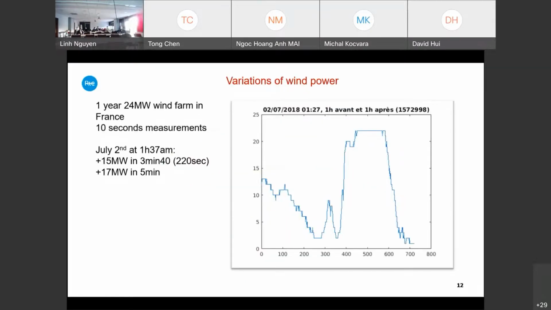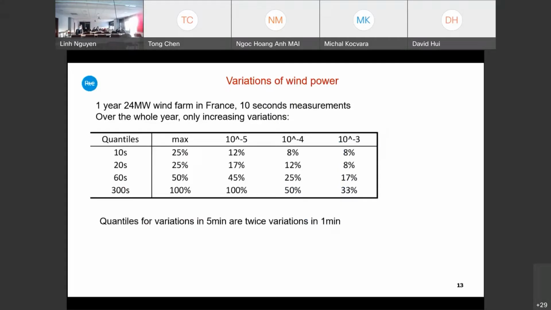So this is a fast increase of generation. It is a wind farm here, and you see it's a 24 megawatt wind farm. And in 5 minutes, you have a 17 megawatt increase. So the increase is very high. If you look at the statistics of this wind farm over 1 year, we made this study checking everything manually to be sure that there was no artifact in the data. So you can see at maximum in 5 minutes from 0 to 24 megawatts.